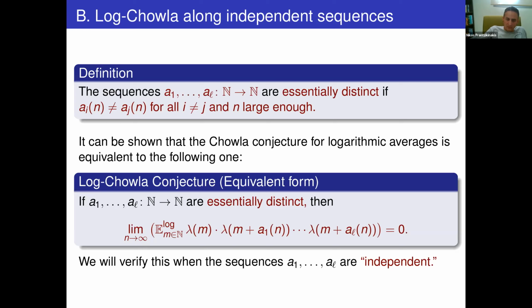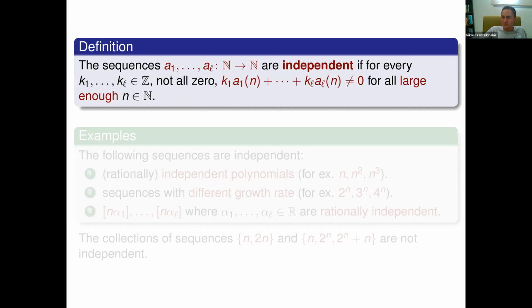So what we will do is, I will not verify this case. I will verify this in the case where these are not only different, but they are in some sense independent. I will now tell you what independent means. So we will say that L sequences are independent if you take any non-trivial integer combination of these, you get something that is non-zero for large values of n.